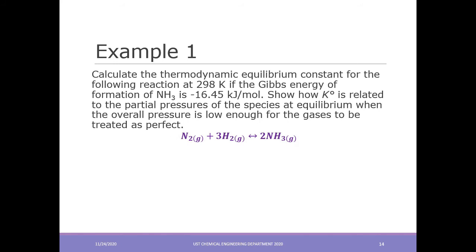Now let's work on this example. Calculate the thermodynamic equilibrium constant for the following reaction at 298 Kelvin if the Gibbs energy of formation of ammonia is negative 16.45 kilojoules per mole. Show how K0 is related to the partial pressures of the species at equilibrium when the overall pressure is low enough for the gases to be treated as perfect.